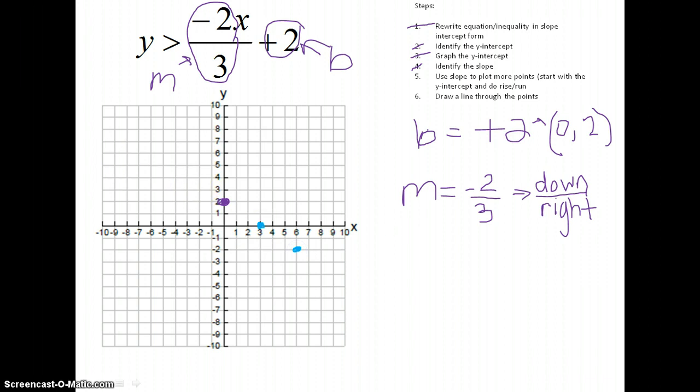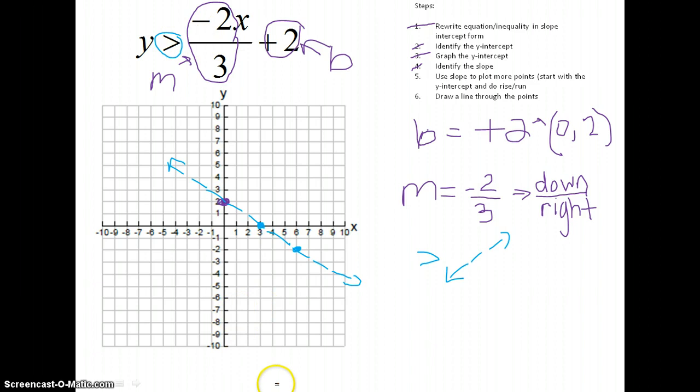Now, before we can draw our line, we have to look at our inequality. Since there is not a line under our inequality, it's going to be a dashed line. So when I connect this, and again, it probably is not going to be perfect, it's going to be a dashed line. Okay? Now, we have to test to see where we have to shade.